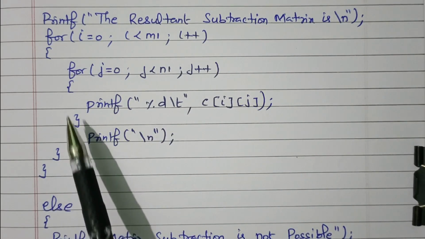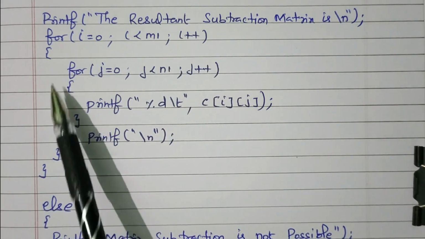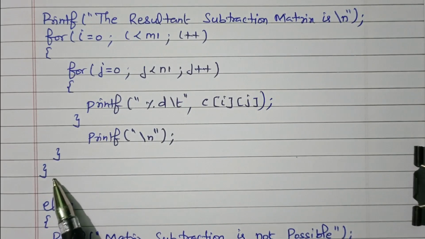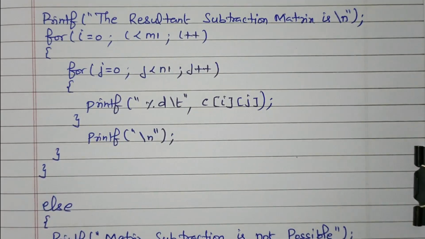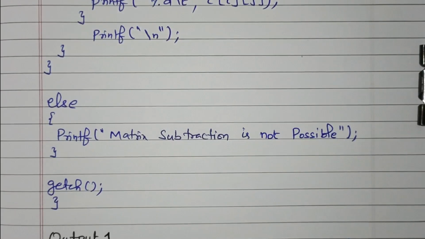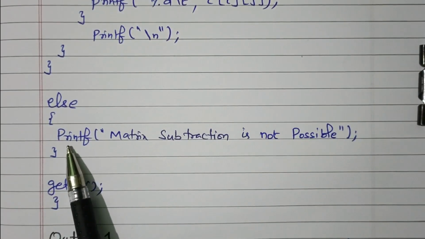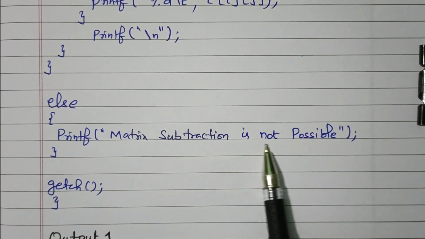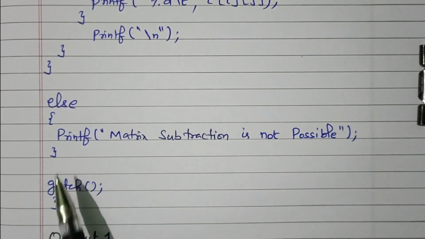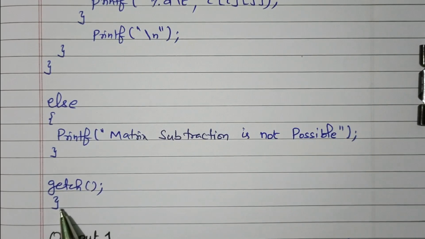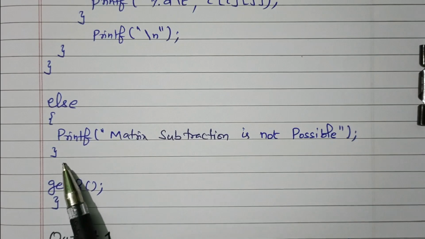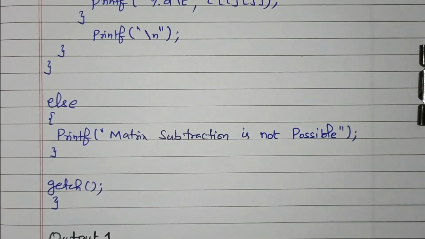These two, this for loop is closed here, this for loop is closed here. This is for the if condition. The condition is satisfied, then only we open the brace. Here it is closed. Suppose if it is else, the condition is not correct. What happens? We need to print the message: printf matrix subtraction is not possible. Then close the brace, and getch and close the program. Getch is used to get the character, so that until then we can see the output of the program, right? So matrix subtraction not possible, we closed.